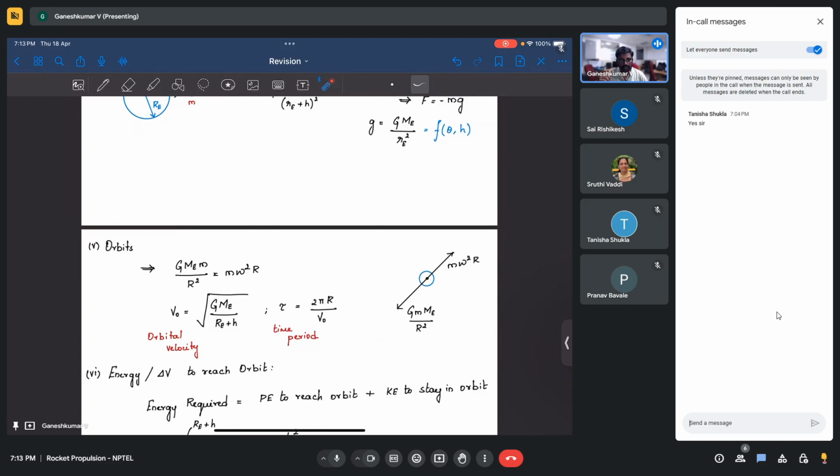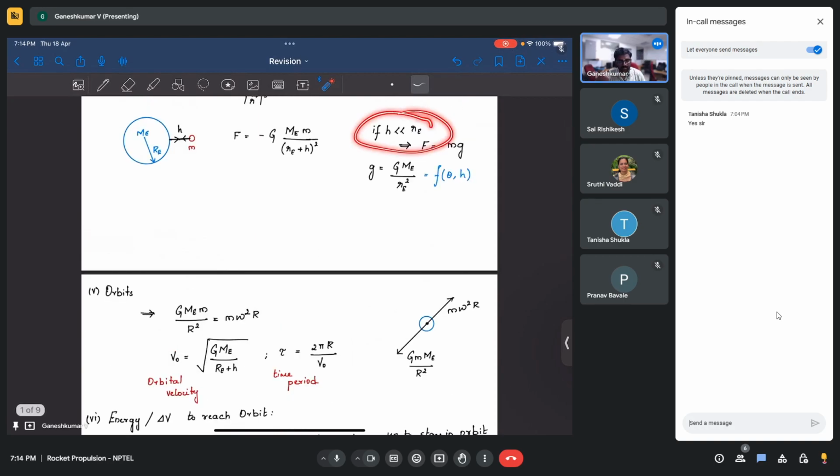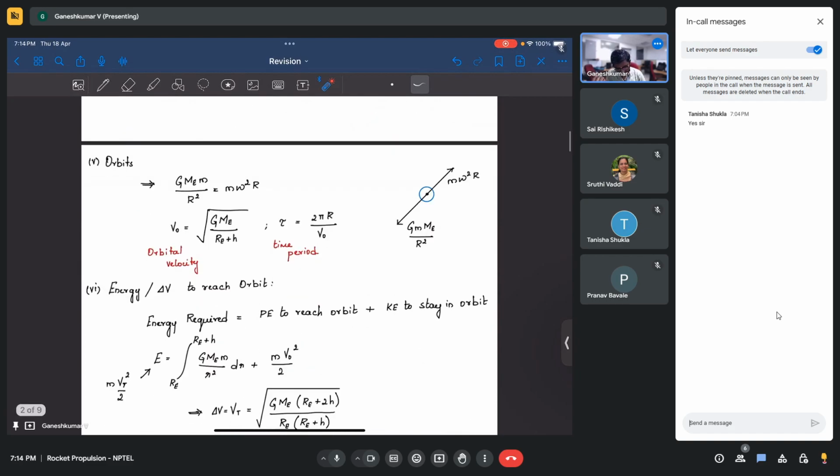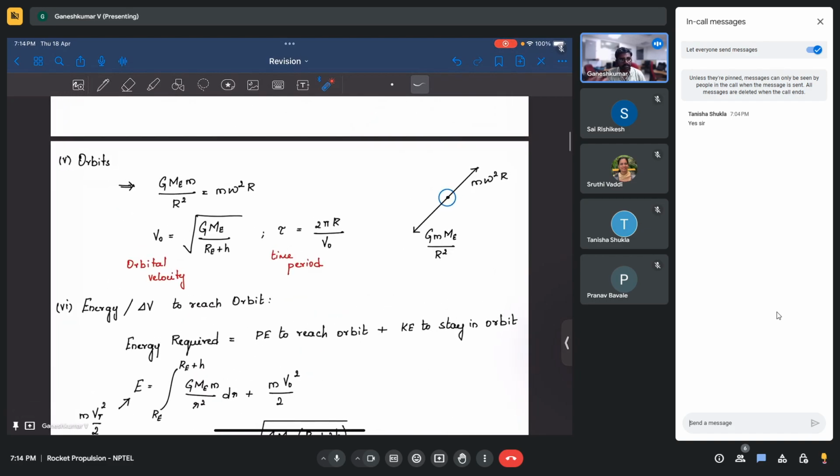Since the rocket is going to climb from the surface, through the atmosphere, to the orbit, the altitude is going to be comparable to the radius of the Earth. The radius of Earth is around 6,000 kilometers, and the altitude will be like 100, 200, maximum 500 kilometers. Also, geostationary is around, I guess, 20,000 kilometers. So there the altitude is comparable to R_E, so you will no more be able to do this approximation. That is something you should keep in mind.